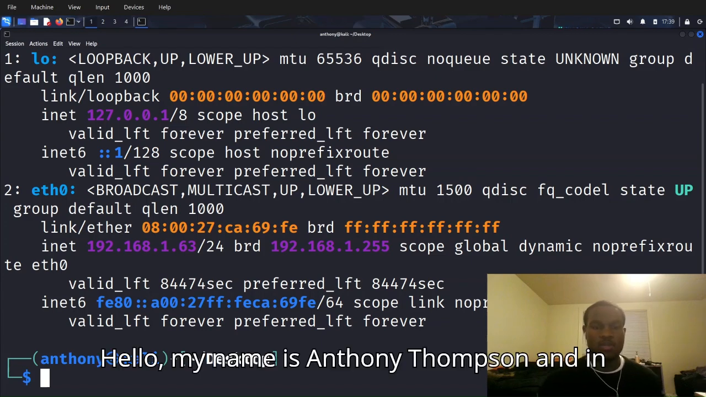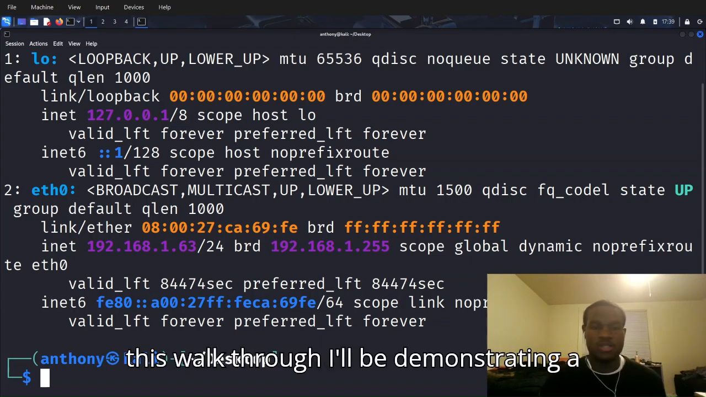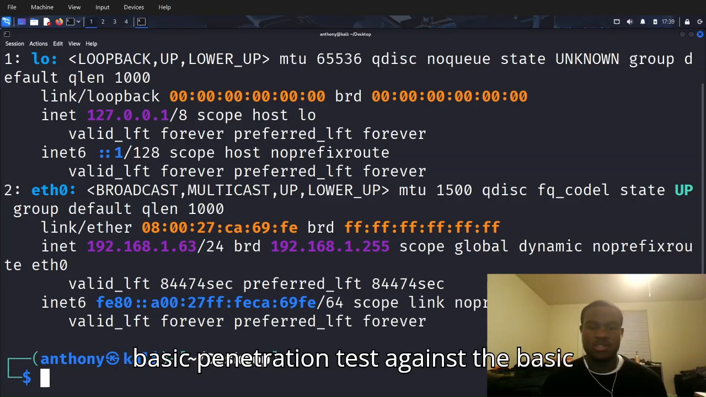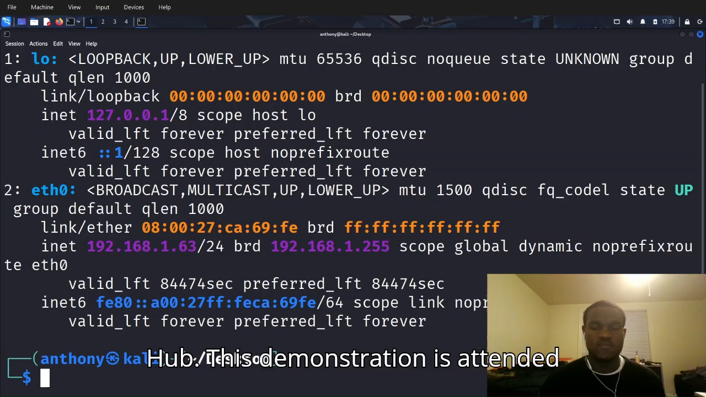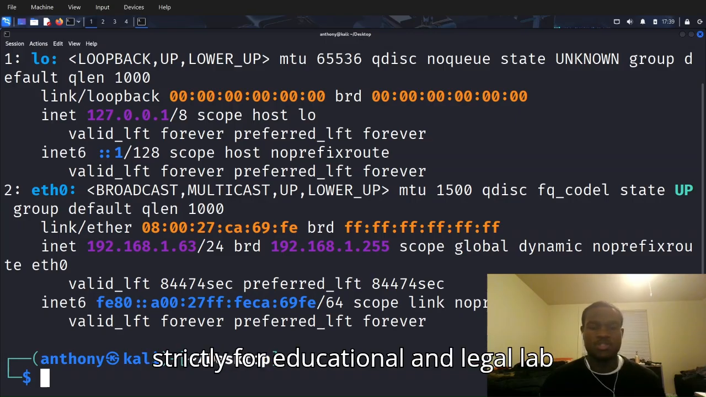Hello, my name is Anthony Thompson, and in this walkthrough, I'll be demonstrating a basic penetration test against the Basic Pentesting 1 vulnerable machine from Vulnhub. This demonstration is intended strictly for educational and legal lab practice purposes only.